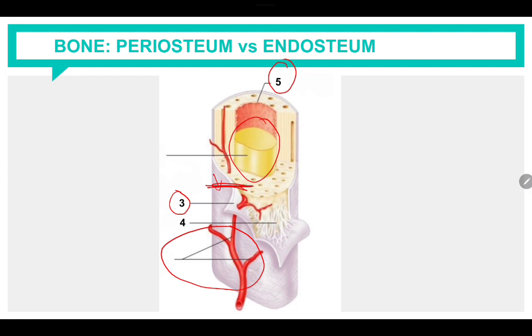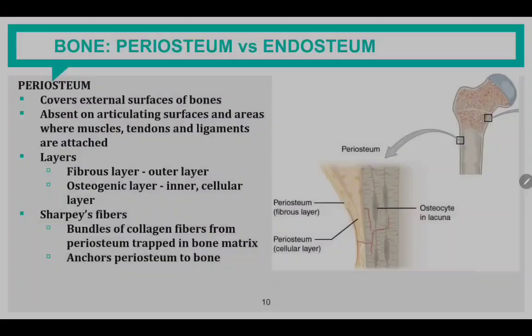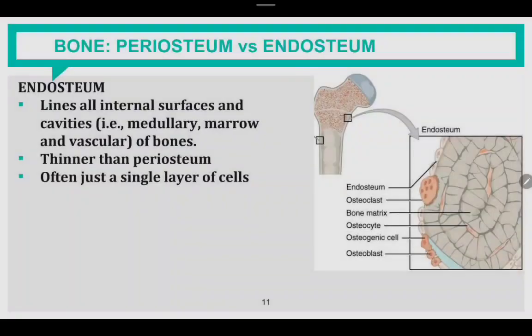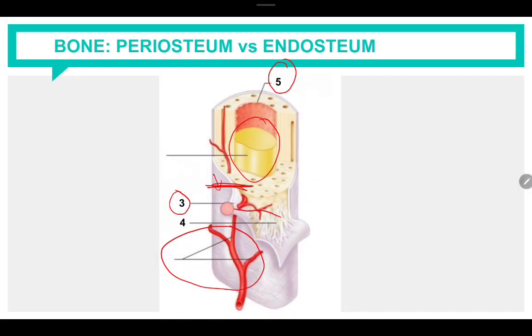Okay, very good. So, kanina, I've mentioned this one. Itong sinasabi natin, Sharpey's fibers. Ano yan sila? Saan yan sila? Ang Sharpey's fiber ngayon, guys, is itong number 4. Can you appreciate how it anchors your periosteum to the bone itself, to the compact bone itself? Yan ang purpose ng Sharpey's fiber.